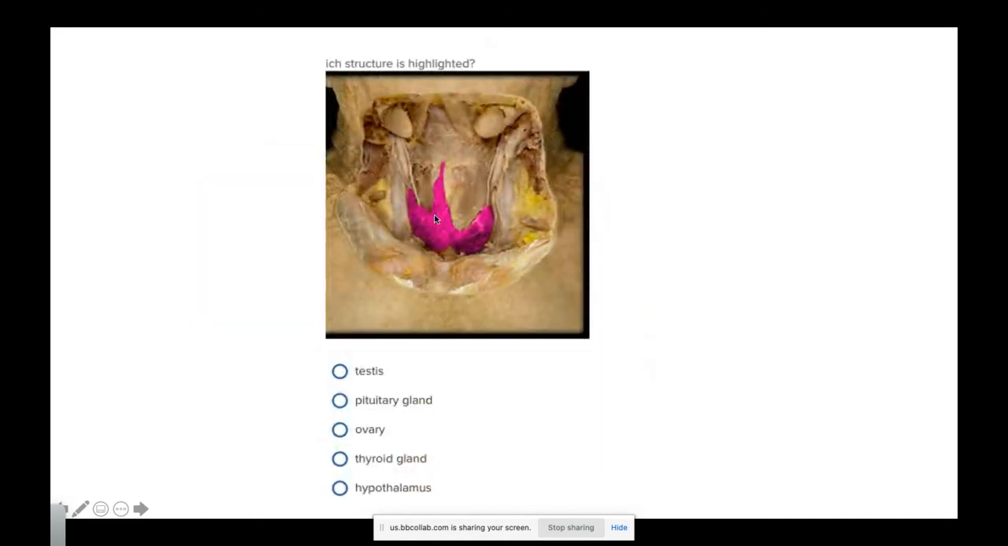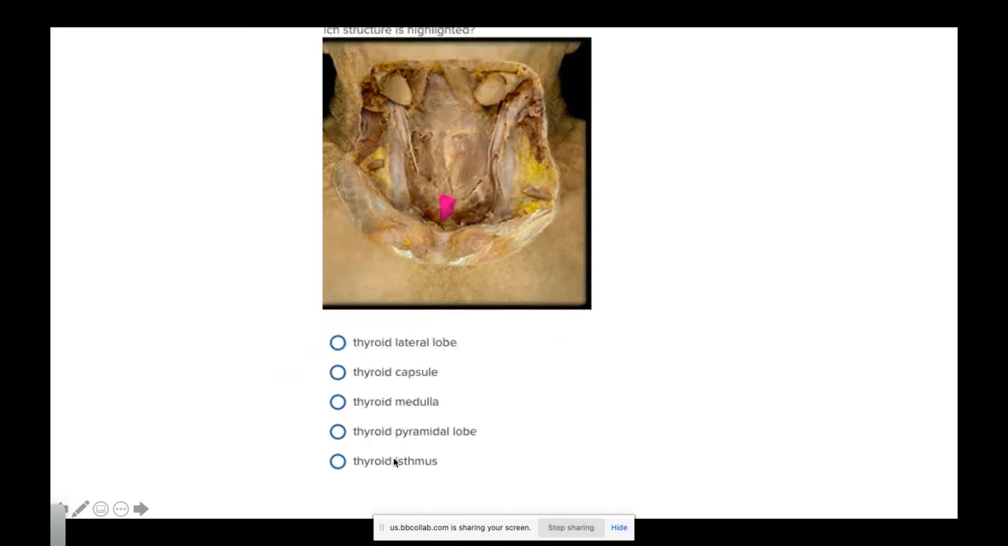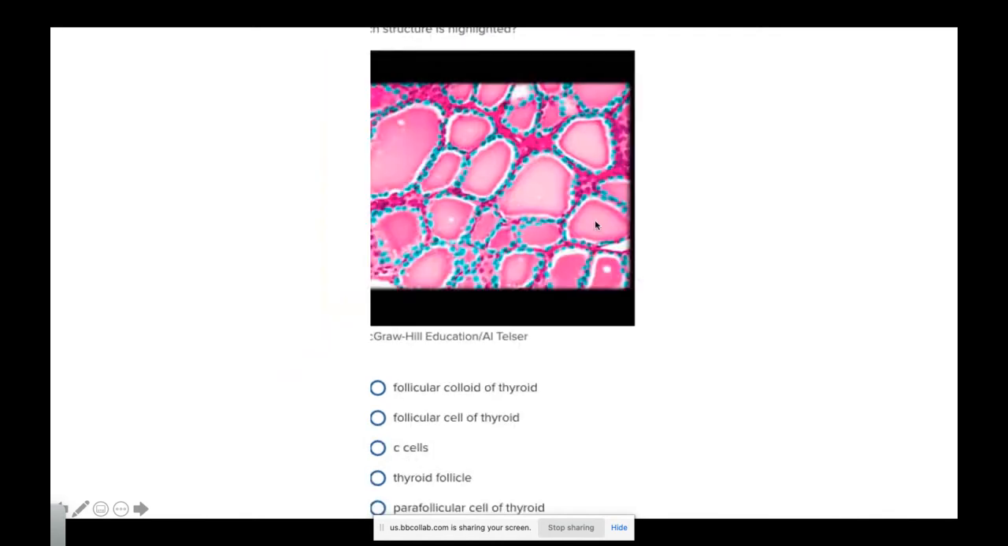All right, now here we're looking at the thyroid gland. Here's the throat. So of these choices, the only one that seems appropriate is thyroid gland. Now here, they're still pointing to the thyroid, but they're looking at that middle section. You have your two lobes on each side, and what connects the lobes is called the thyroid isthmus.